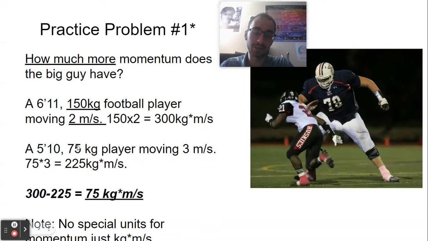And then you take the other guy's mass times his speed, and you get 225. So then to see how much more momentum, you subtract them. 300 minus 225 is 75 kilograms times meters per second. No special name for momentum units. You just keep the weight unit times the speed unit.